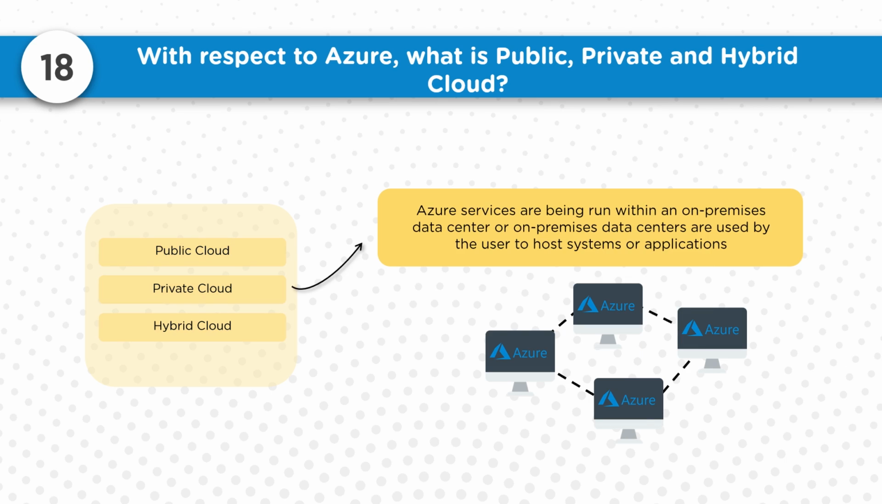Let's talk about private cloud. Now, private cloud consists of compute resources used exclusively by one business or one organization. This private cloud can be physically located at our organization's on-site data center, or it can be hosted by a third-party service provider. Whichever the case, the private cloud services and infrastructure are always maintained on a private network, on hardware and software dedicated solely to your organization. So in short, private cloud in Azure is Azure services being run within an on-premises data center used by the user to host systems or applications. Some of the advantages: it gives more security. Resources are not shared with others, so a higher level of control and security over our resources and applications is possible.